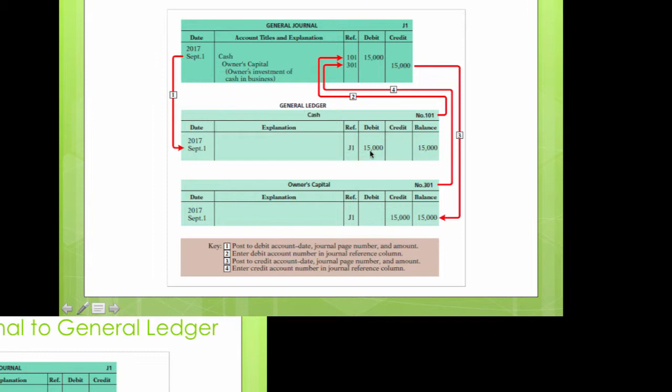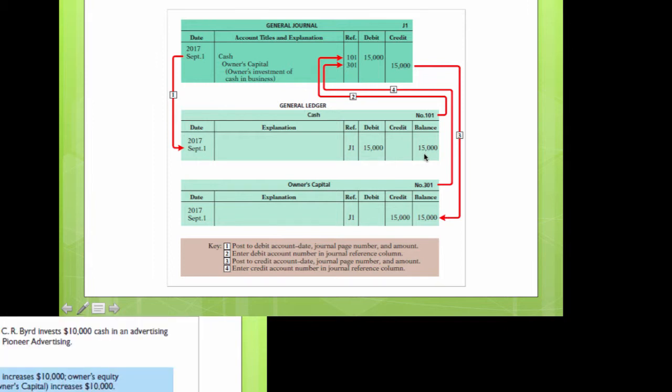Whether you're adding cash into your account, you're going to put it in as a debit. If you're taking cash out from your account, then you're going to put it in as a credit. And then your new balance is going to be 13,000. And let's say it's 2,000, then your new balance is going to be 13,000, and so on.